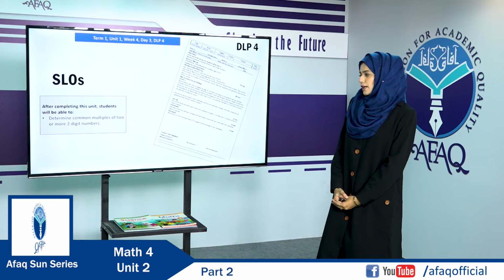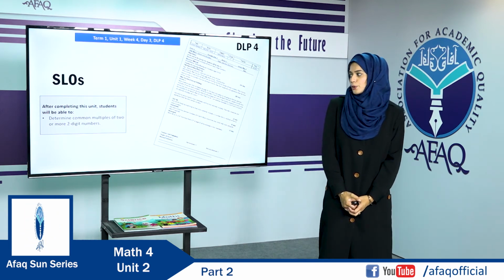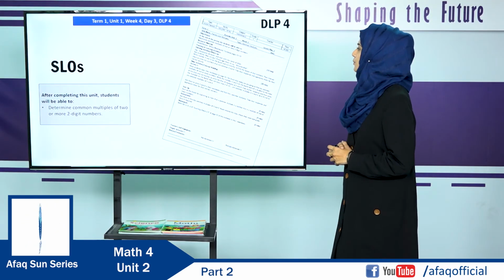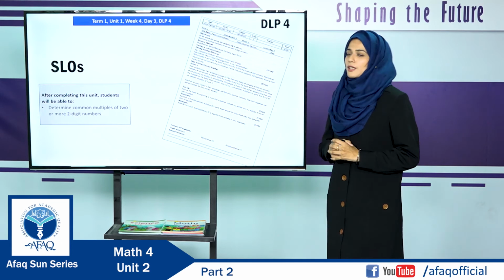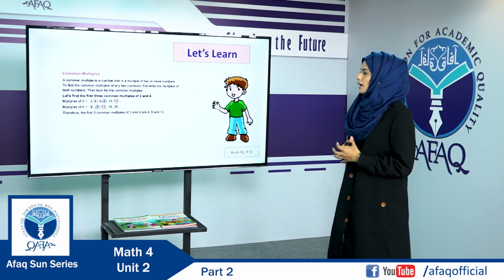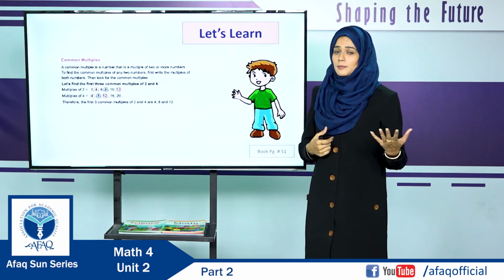In this SLO, we are going to determine common multiples of two or more 2-digit numbers. To cover this, the methodology has been given in DLP 4, which falls in Term 1, Unit 1, Week 4, Day 3. Let's see the exercise. Okay, what are common multiples? Now I will explain what common multiples are.